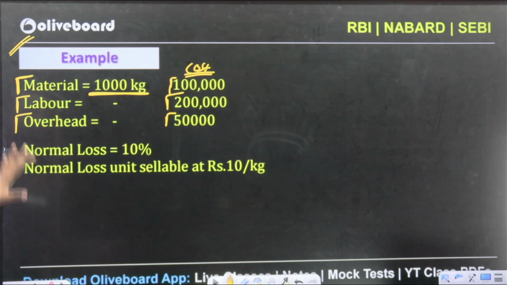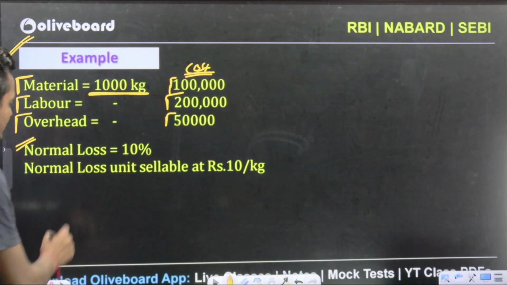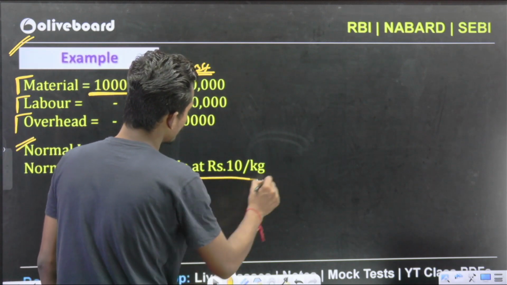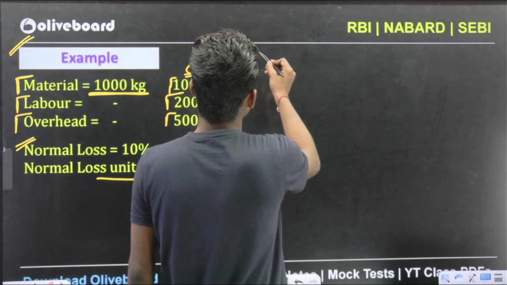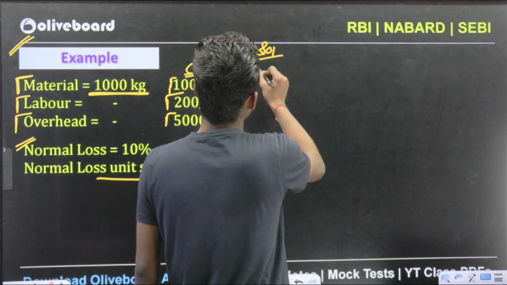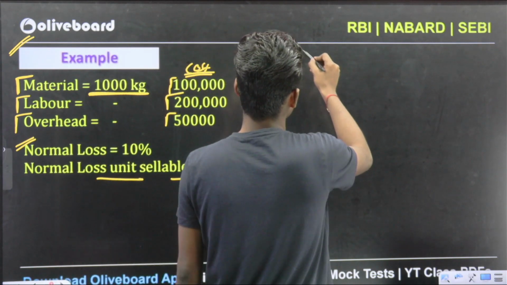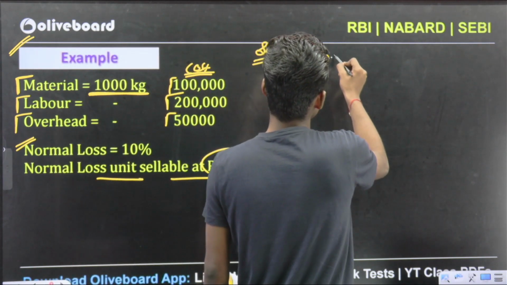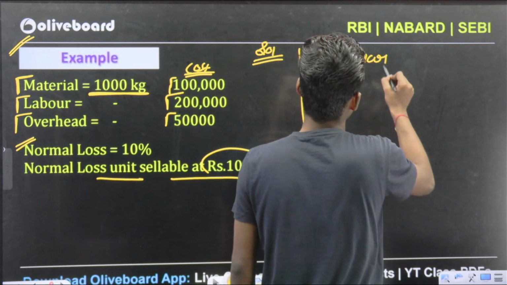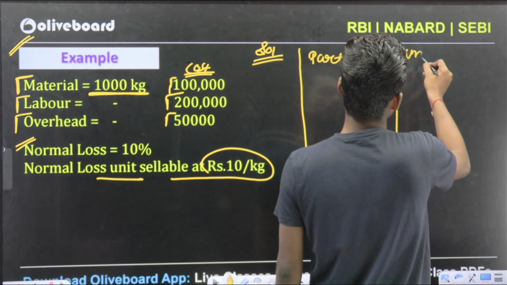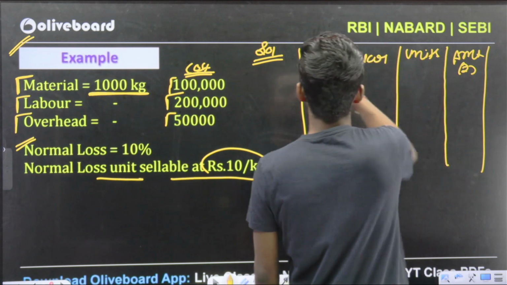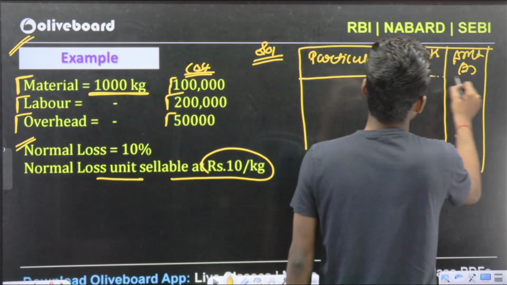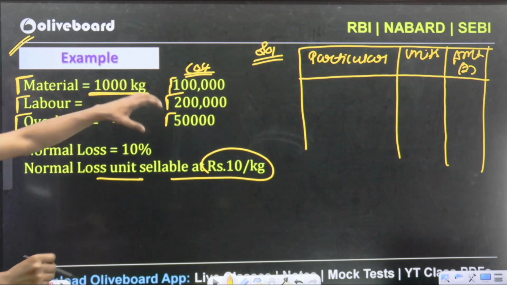Now the question is saying, sir, we are incurring a normal loss of 10%, and these normal loss units are sold in the market at rupees 10 per kg. Now I have to solve this particular question first of all. So how can we solve it? Here I have some information from this question, so I draw a format: particulars, a units column, and an amounts column.